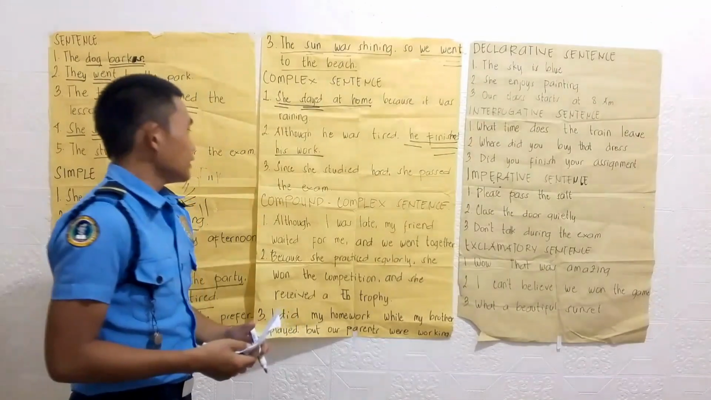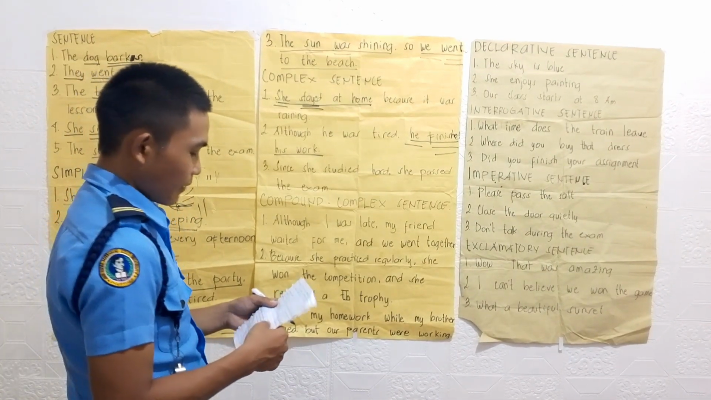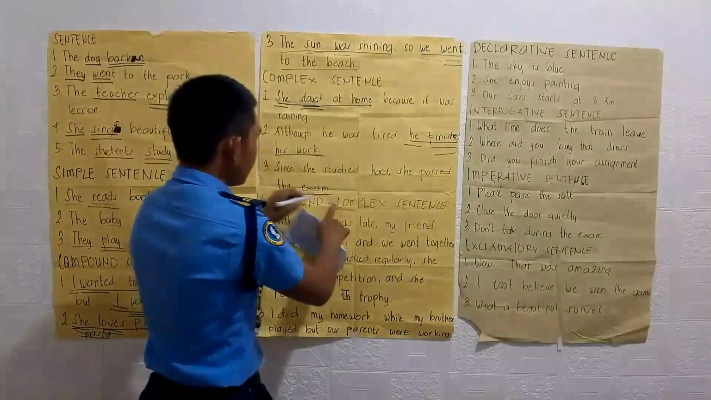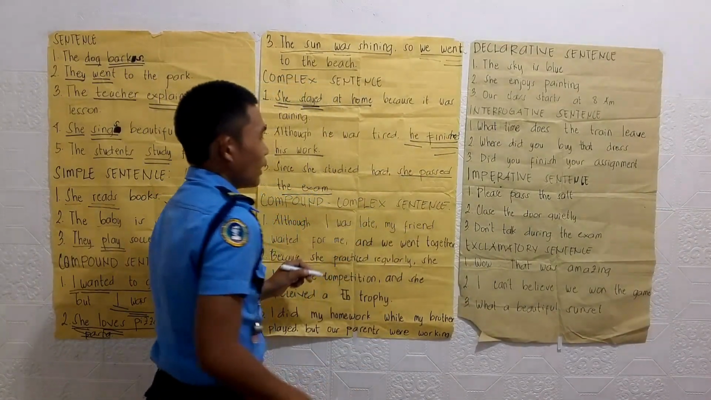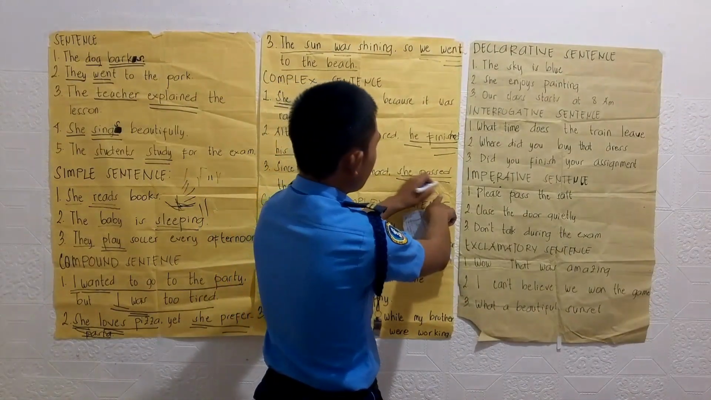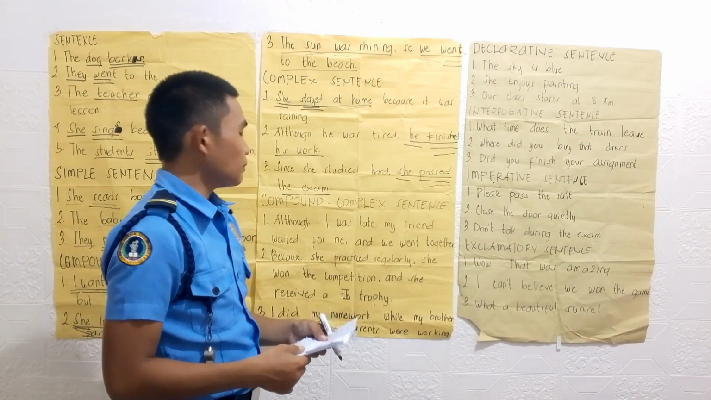Next, number three. Since she studied hard, she passed the exam. Our independent clause, ma'am, is she passed the exam. Our subject is she, and our verb is passed. So, let's move on to compound complex sentence.